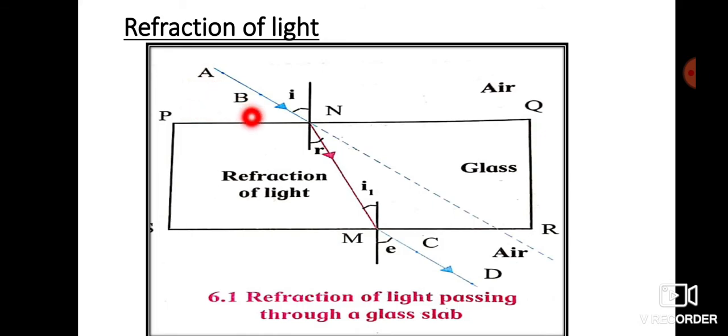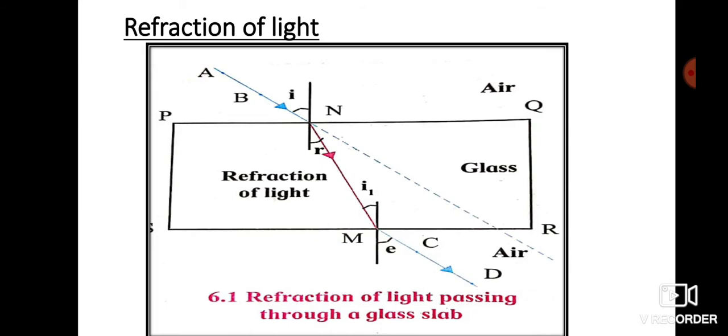Now we are talking about the velocity. Will the velocity of light be the same in air and in a medium? That is what the question means. Will light travel through a glass slab with the same velocity as it travels in air?